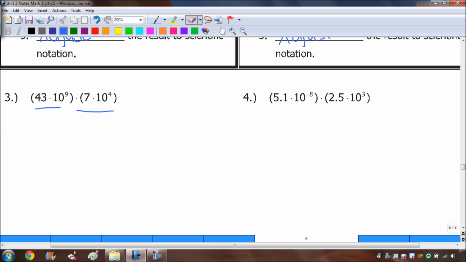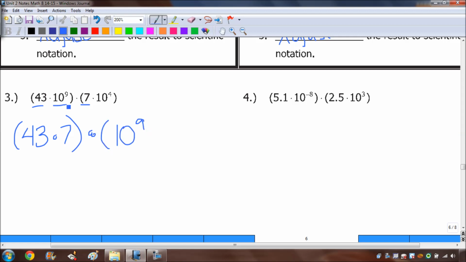So instead of putting the 43 with the 10 to the 9th power next to each other, I'm going to put the 43 next to the 7. So I'm going to say it's 43 times 7, okay? And then I'm going to say it's times 10 to the 9th power right here times 10 to the 4th power. I haven't changed anything. All I did was I just rewrote numbers in a different order, okay? See how that works? All right, so then now I can figure out what these answers are.